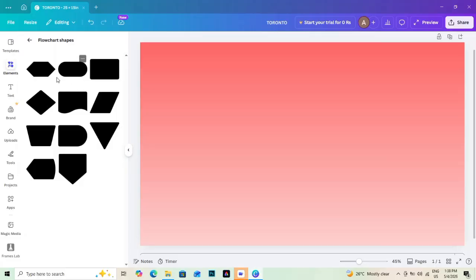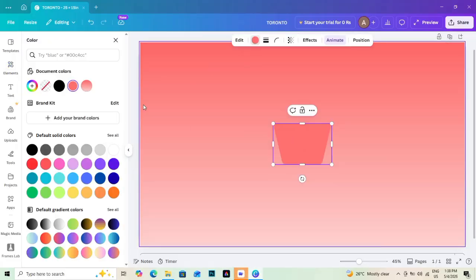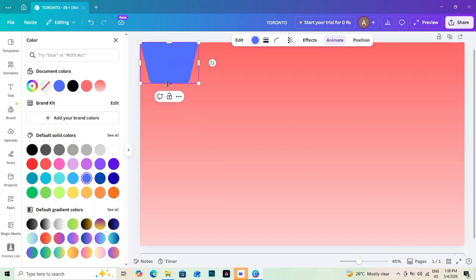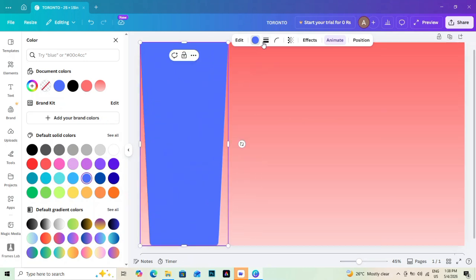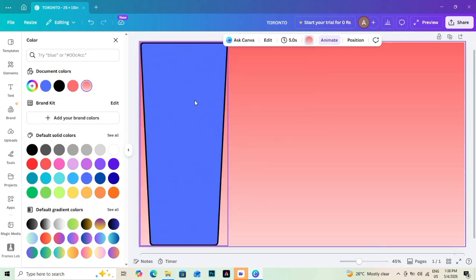Strong layouts guide attention naturally, and framing is what makes that happen. Today, how to design guided visual frames. Open Canva and start with a square canvas.